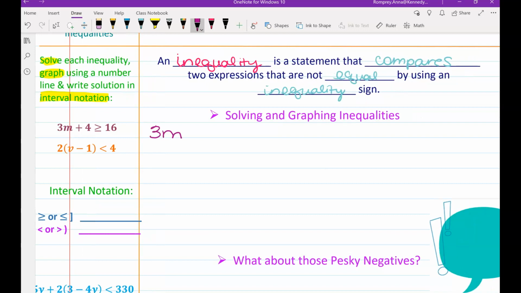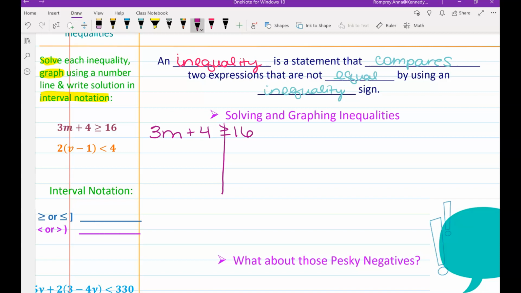3m plus 4 is greater than or equal to 16. So I want you to look at this. I'm even going to draw my line, just like I'm solving an equation. How are we going to isolate m? First, is there any distributing to do? I don't see any parentheses, so I don't think so. Next, are there any like terms? On the left side, I've got a 3m and a positive 4. I think we're good. Now we're going to isolate m.